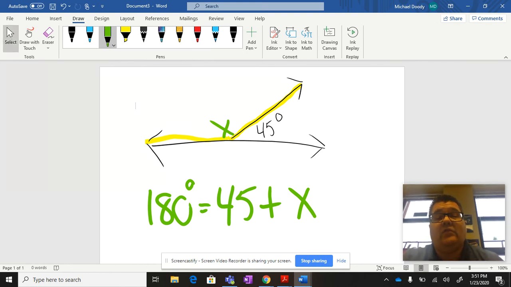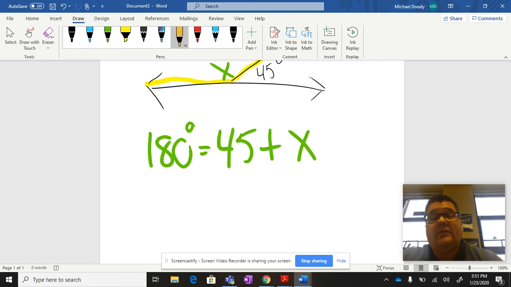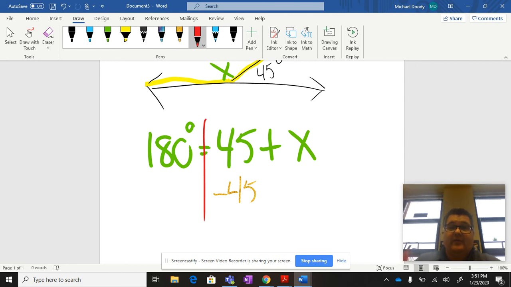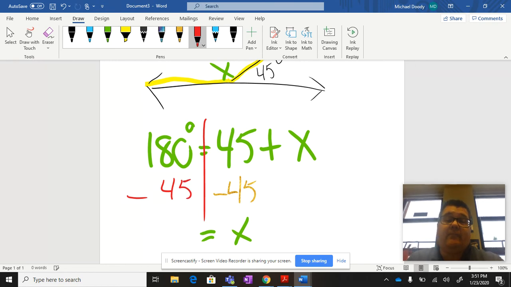Well, guess what? I do the exact same thing that we've been learning. So how do I get x by itself? I'm going to subtract 45 from this side. And it's okay that now my variable's on the right side. It's fine. So now x is by itself. Well, you guessed it. Whatever I do to the right side, I have to do to the left side.